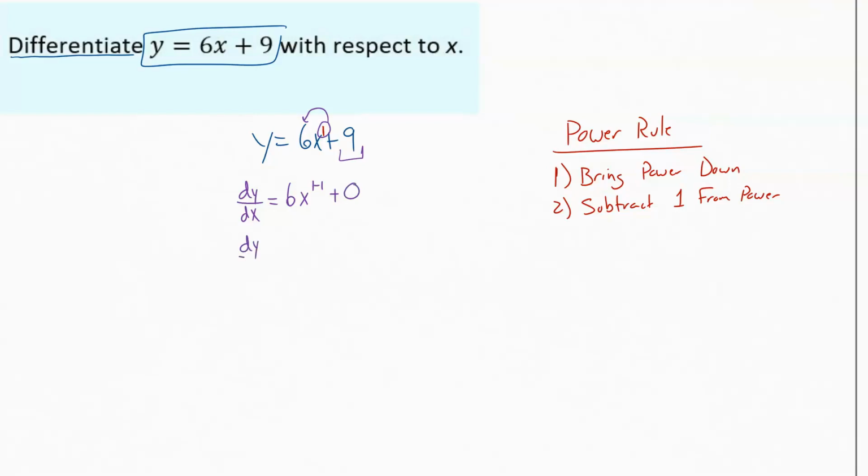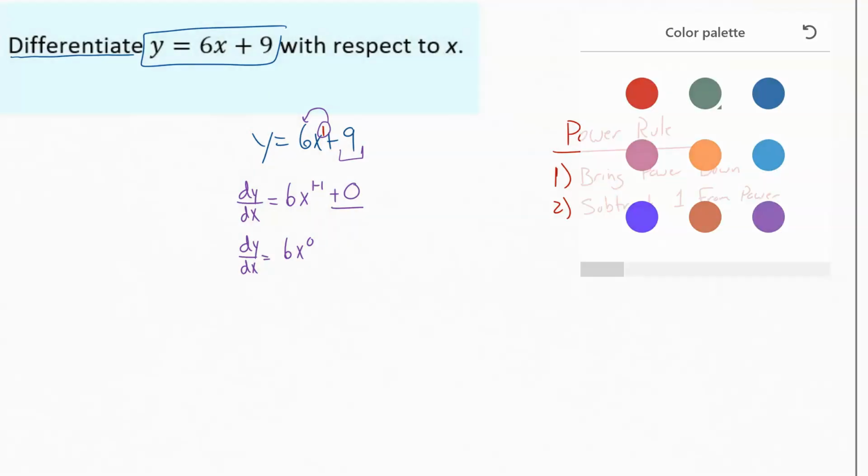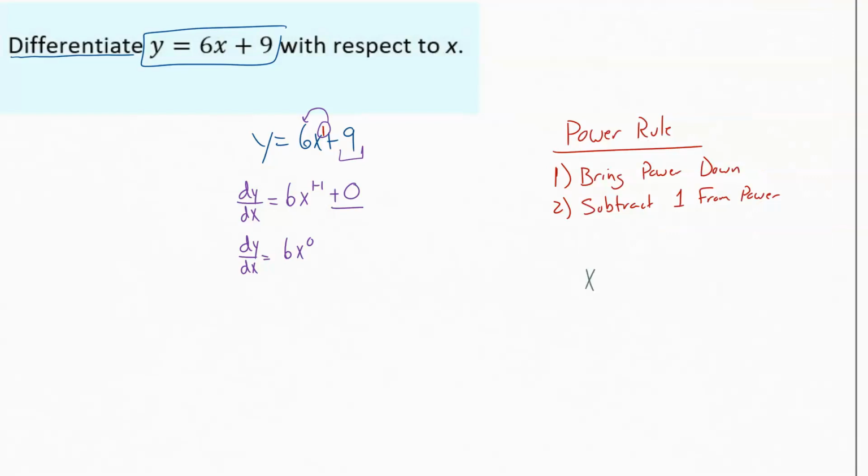So if we clean this up a little bit more, what we're looking at is really 6x to the 0, and then we can drop off that 0 right there. We don't really need that. And then the one piece to also remember here is that anytime you've got a number or anything to the 0 power, anything to the 0 power is always 1. And so really what you're looking at here is just a big 6 times 1. So dy dx equals 6 times 1, which means dy dx equals 6.